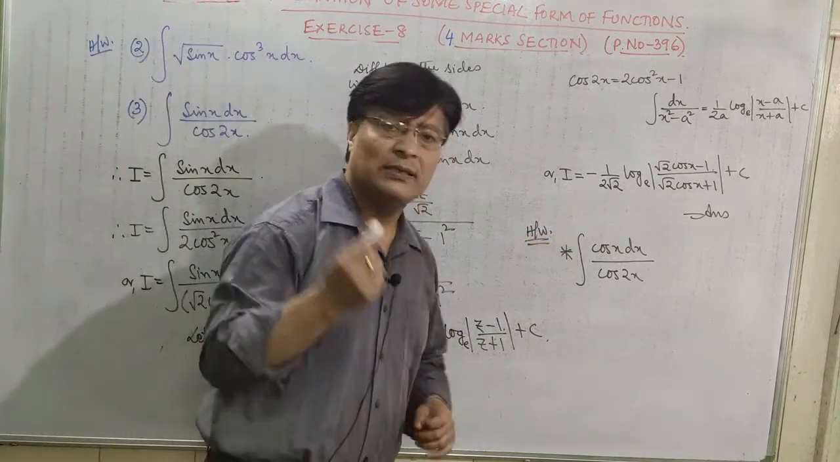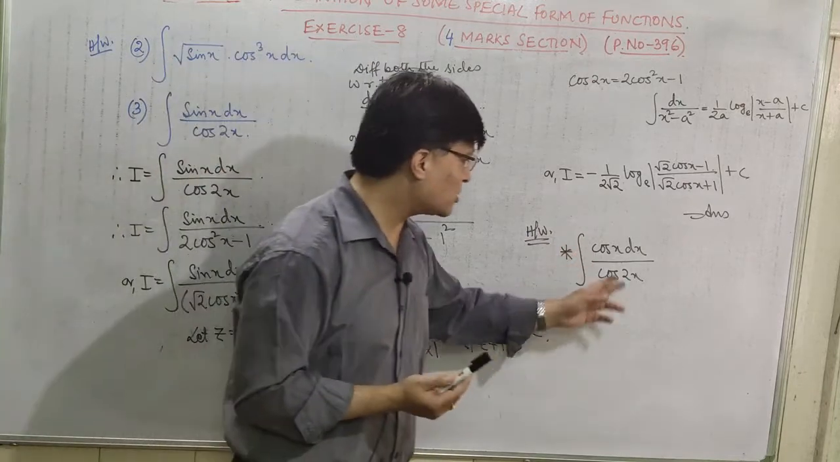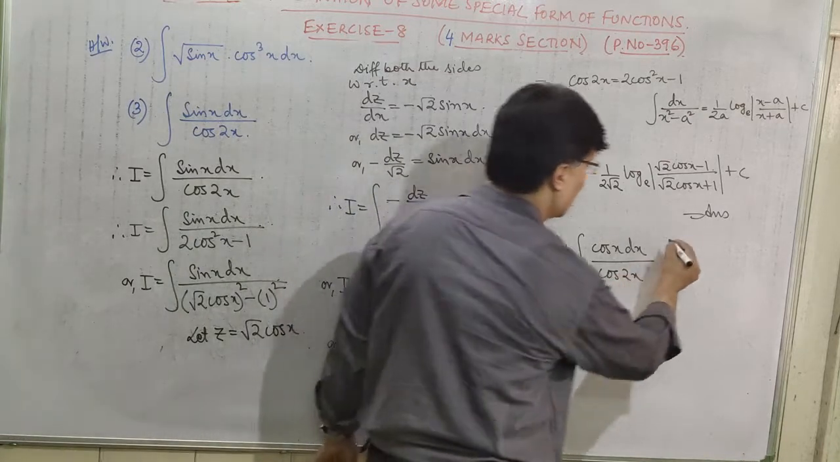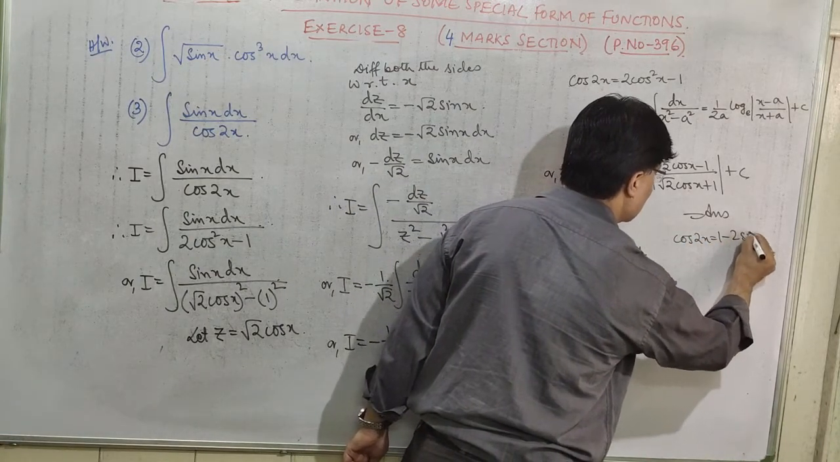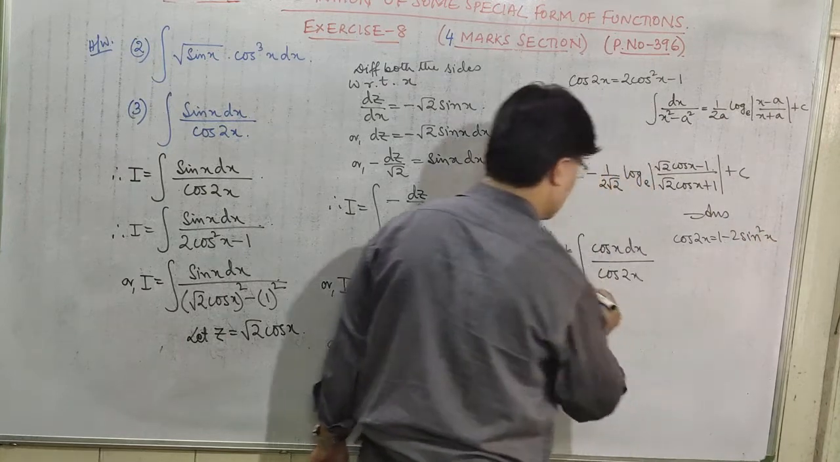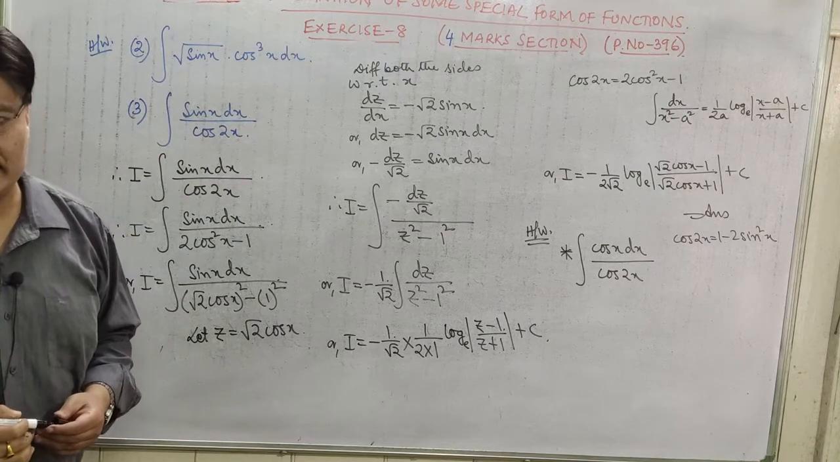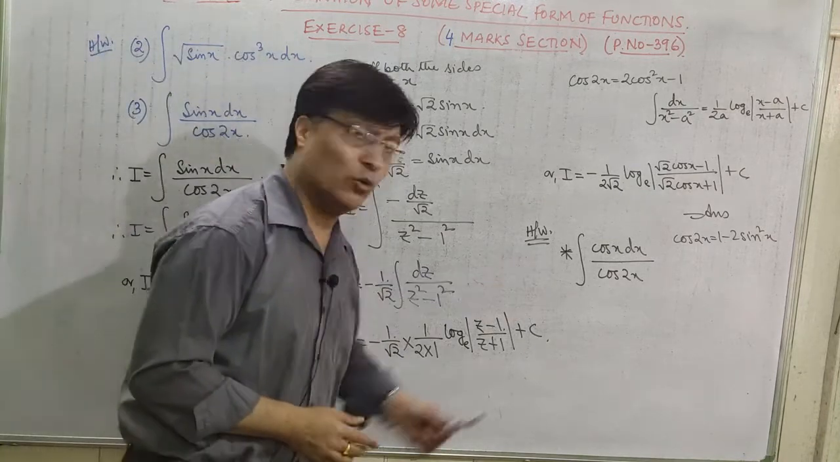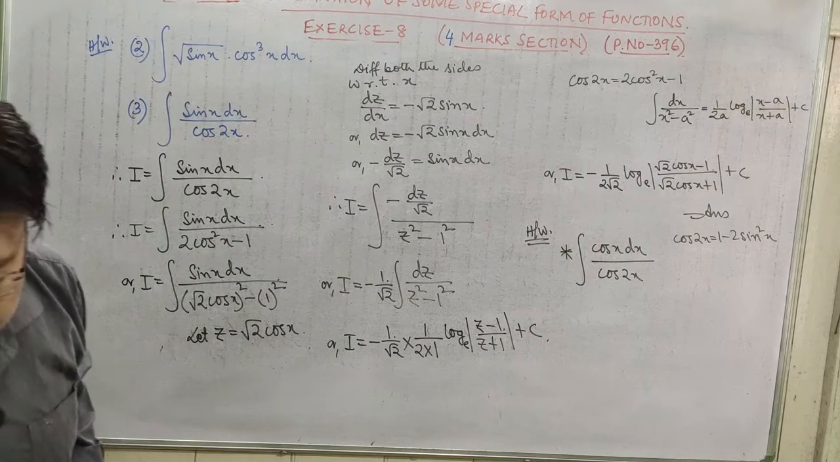And you know that differentiation of which function is cos x? It is sin x. You have to express cos 2x in terms of sin x, right? So you can write cos 2x is equal to 1 minus 2 sin square x. So instead of cos 2x you have to write 1 minus 2 sin square x. Okay, so you can do it at home. So you can copy it. Now we'll do the next question.